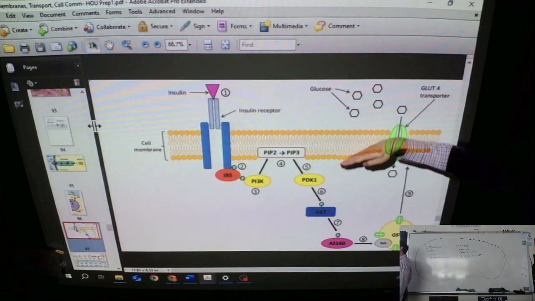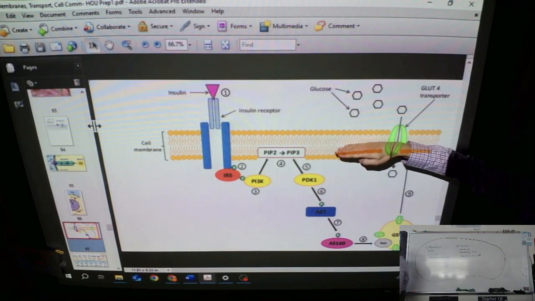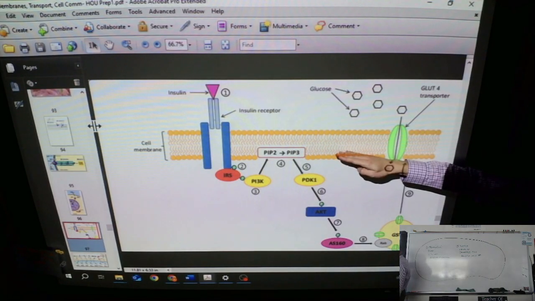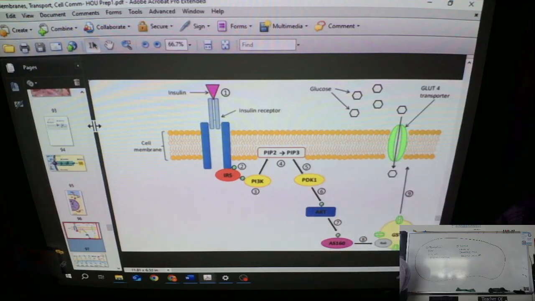Everything above this is outside the cell. This is my phospholipid bilayer. Everything above this is outside the cell. Everything in here is inside the cell.